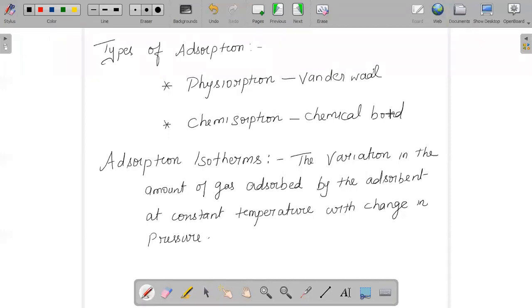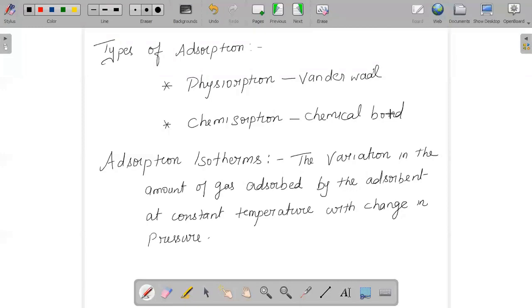Physisorption is not specific in nature. All gases are adsorbed on the surface to a limited extent. But chemisorption is highly specific in nature. Physisorption is reversible in nature, but chemisorption is irreversible.